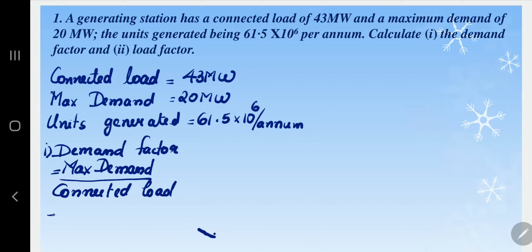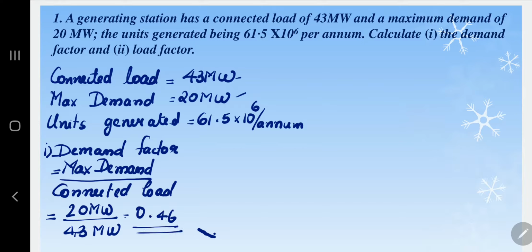The maximum demand is given in the question. It is equal to 20 megawatt divided by the connected load, which is 43 megawatt. So dividing both, you will get the answer 0.46. And this will not have any units, as both the numerator and the denominator have the same units. Let's go on to the second subdivision.